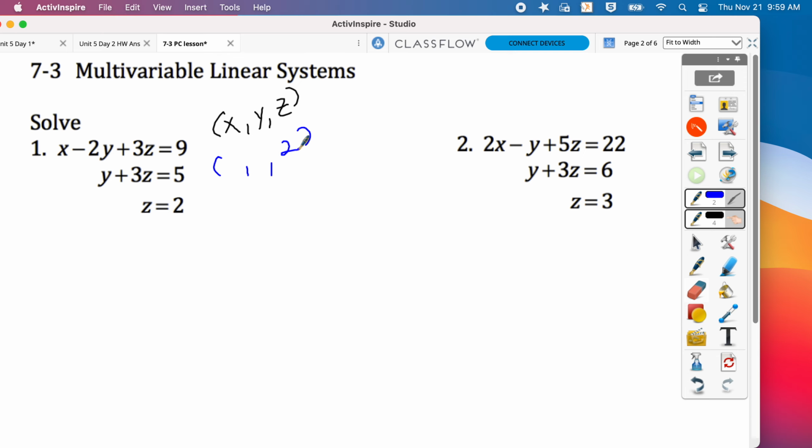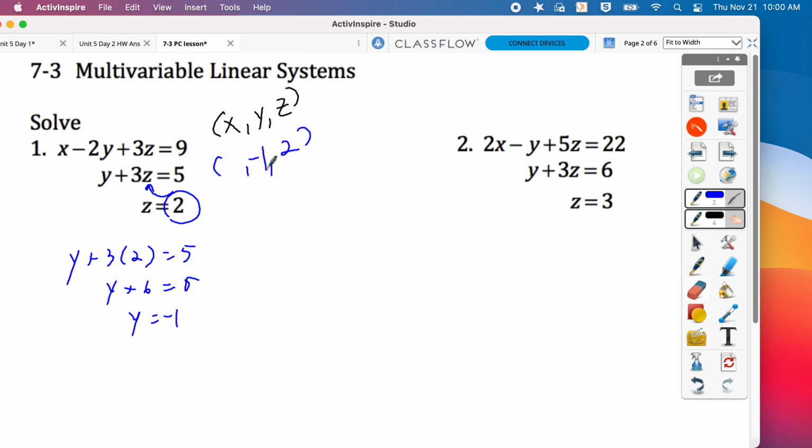From the beginning, I have z equal to 2. And that's just what we have. Knowing that z equals 2, I can take that value of 2 and plug it into the previous equation. Replace z to be 2. Do my math. And I get my y value to be -1.